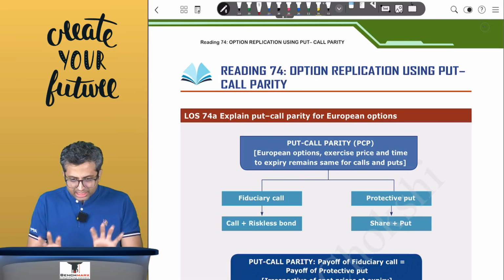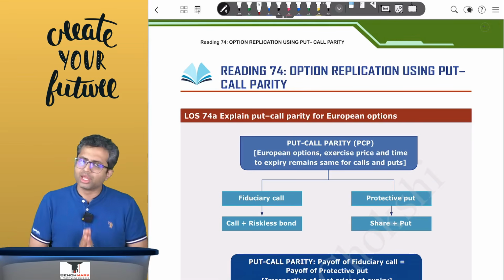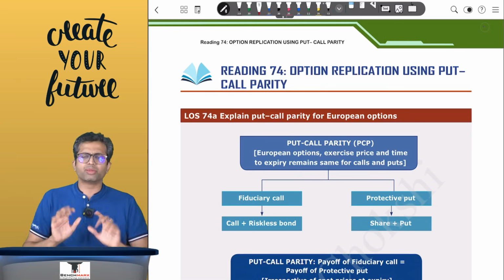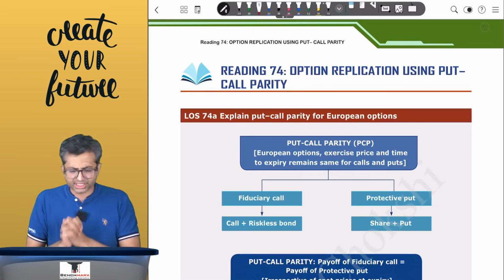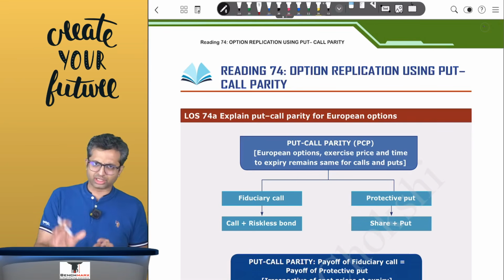That is, if there are two positions which will result in the same value after, let us say, 1 year, if the payoffs are going to be the same after 1 year, then their value today should be the same. So based on that, for call put parity, there are two positions that are created.